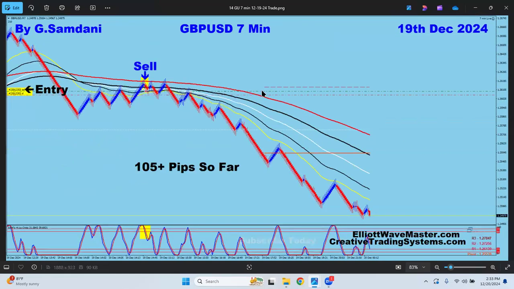And pound USD, this is from the 7-minute chart. This is almost straight actually. I took it from his computer. The second entry, he saw my first entry and says, "What the heck happened?" I said, "So pound is getting weaker." I said, "Okay, I'm gonna put it on the 7-minute chart." So he caught that one. This is a 105 pip trade there.